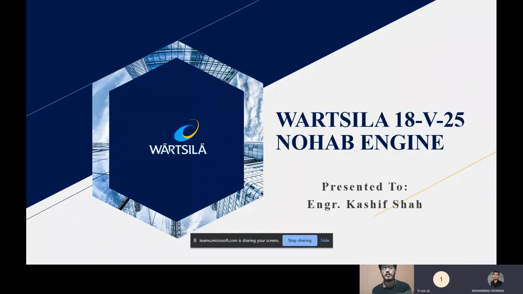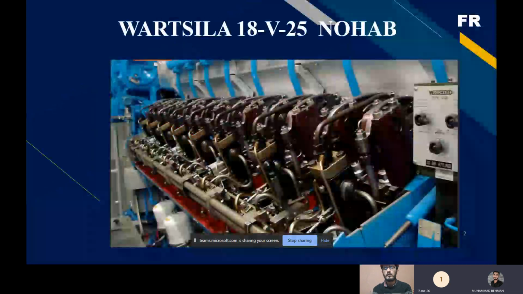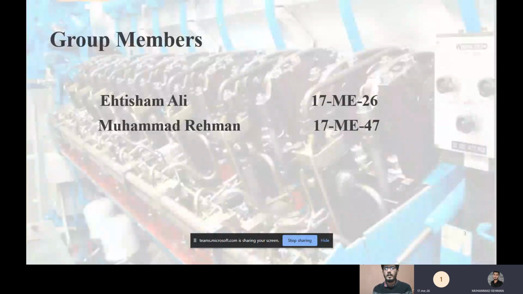The engine assigned to our group is a Wartsila 18V25 Nohab. So here is the engine model assigned to us. There are only two group members: Sham Ali 17ME27 and Muhammad Rahman 17ME47.